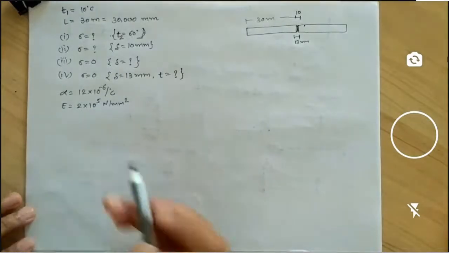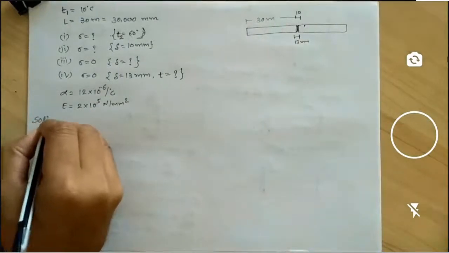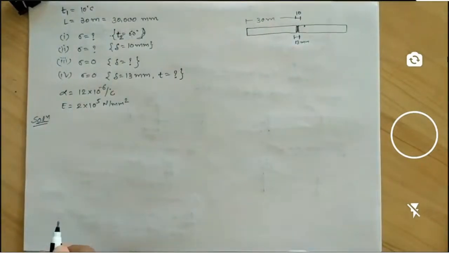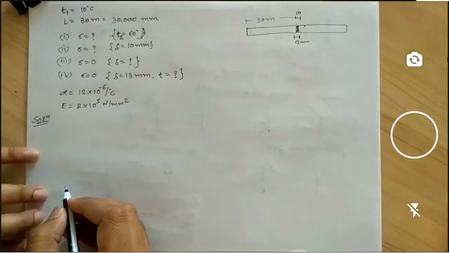Okay. So solutions. First of all, find the temperature difference. Okay. So the rise in temperature is 60 degrees.